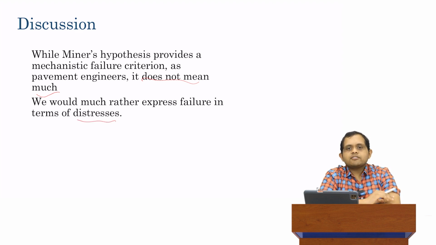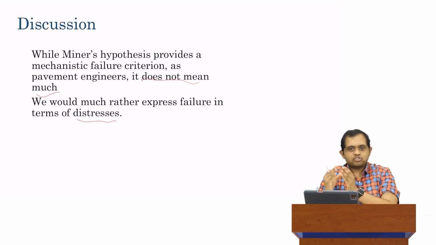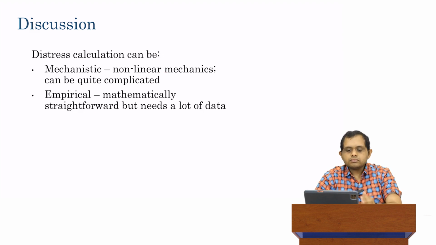Because after all, as pavement engineers, when the public, and most roads are built by a government and so they are public infrastructure, when the public complains, they don't call you and say, my fatigue damage has become 0.8, do something. That's not what you hear. What you hear is, the road is cracked. The road has a lot of faulting. The road is very rough. These are the complaints you hear. So you would like to quantify your performance based on these values, these distresses, rather than on a sort of mathematical abstract term, which is what fatigue damage is.